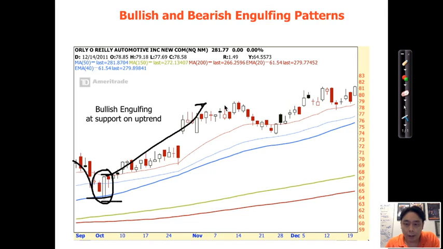Okay, it retraces back again, and boom, you have another bullish engulfing pattern. Boom, goes up again, comes down. That's a bullish pin bar. Boom, goes up again. So these candlestick patterns are pretty cool.